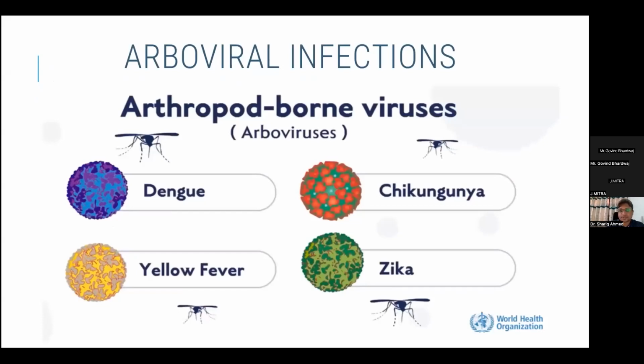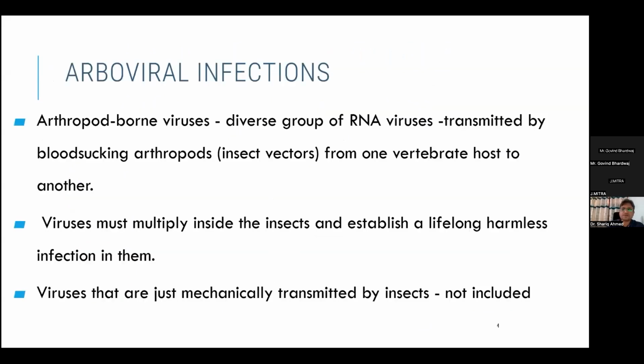Today we will be studying the dengue virus, which belongs to the family Flaviviridae. The arboviruses are a diverse group of RNA viruses transmitted by blood-sucking arthropods. The insect vectors transmit the virus to the vertebrate host. They multiply inside the insects and establish a lifelong harmless infection in them. The viruses that are transmitted mechanically by these insects are not included in the arboviruses.